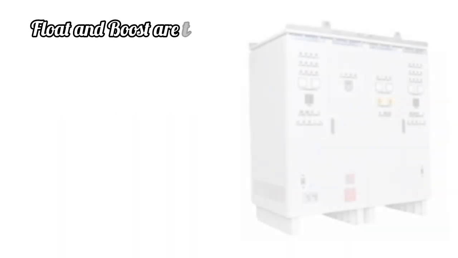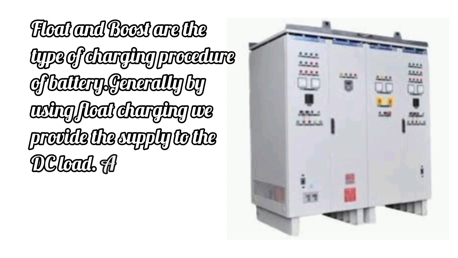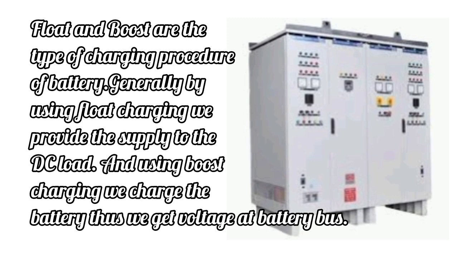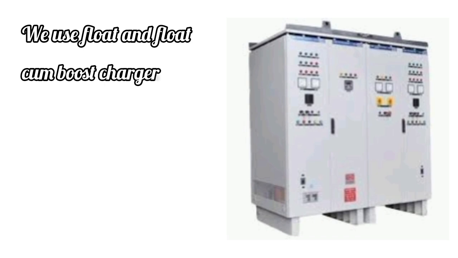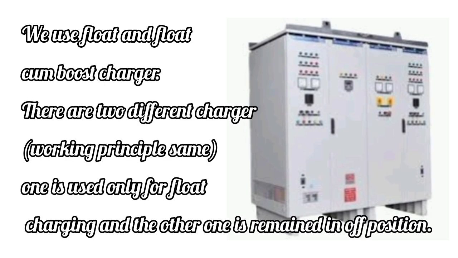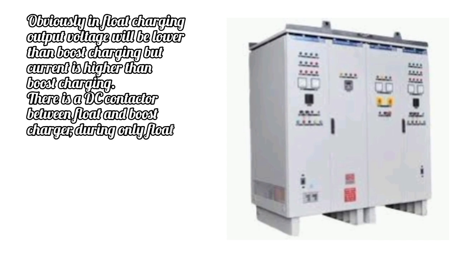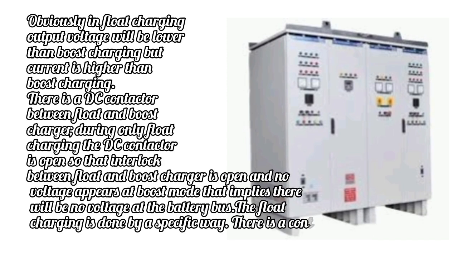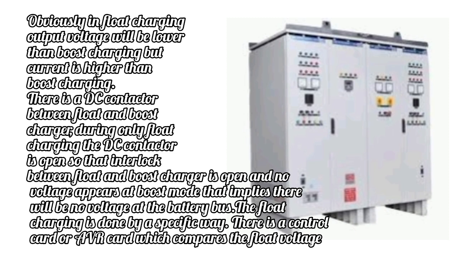Float-cum-boost charging. Float and boost are the types of charging procedure of a battery. Generally, by using float charging we provide the supply to the DC load, and using boost charging we charge the battery, thus we get voltage at the battery bus. We use float and float-cum-boost chargers. There are two different chargers, working principle the same. One is used only for float charging and the other one remains in off position. Obviously, in float charging the output voltage will be lower than boost charging but the current is higher than boost charging.